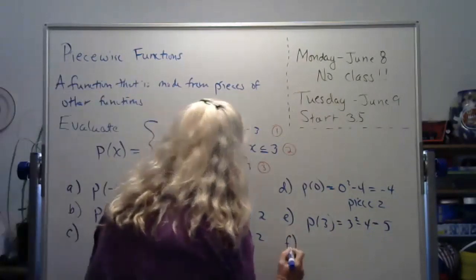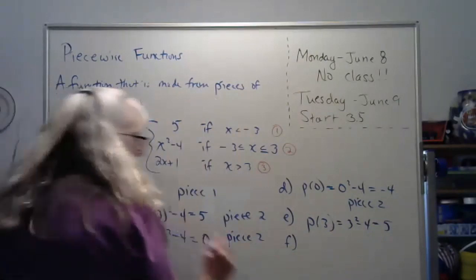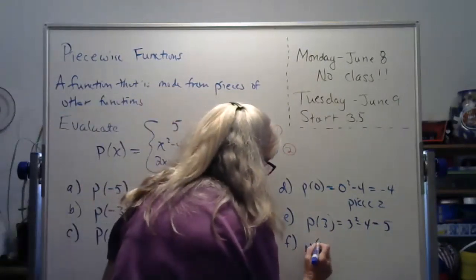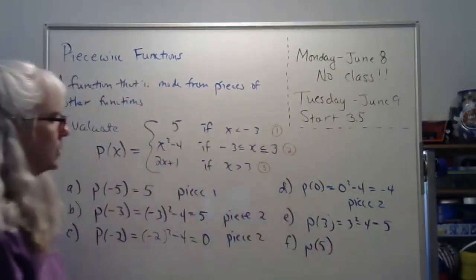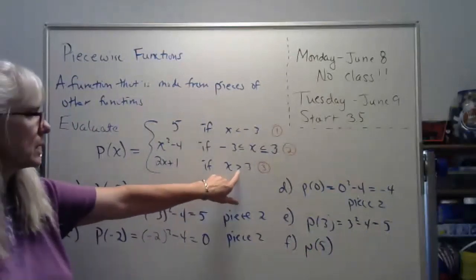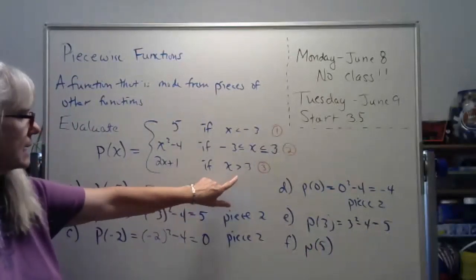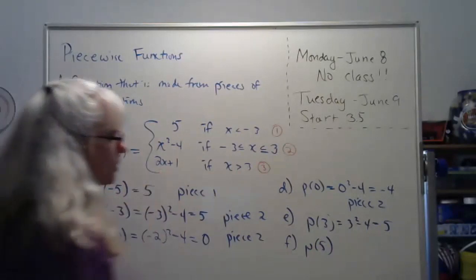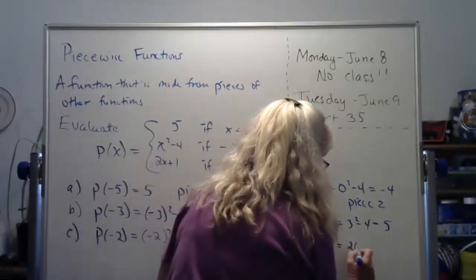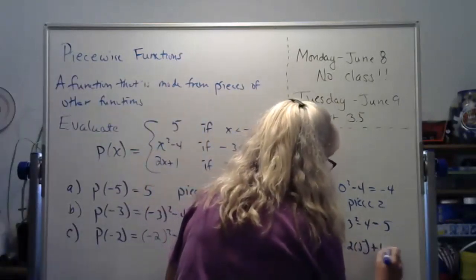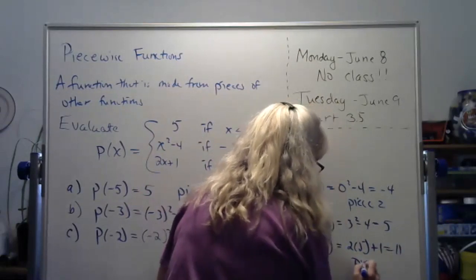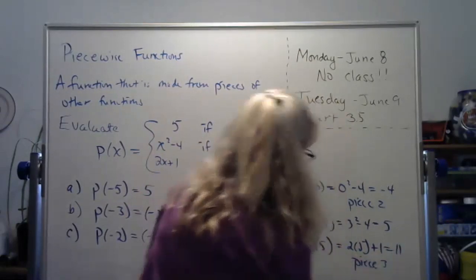And then finally, the last one's asking us to find p of 5. Because 5 is bigger than 3, we're going to skip up to the last piece and plug it into here. So we'll have 2 times 5 plus 1. That's going to give me 11. And finally, we use piece 3 on that one.